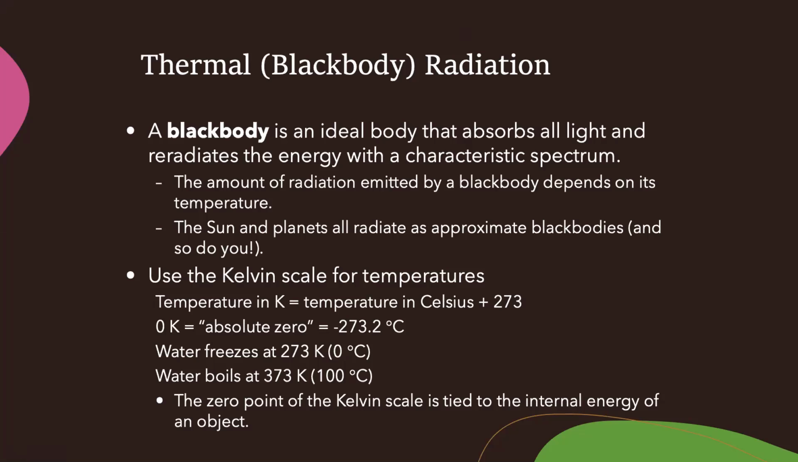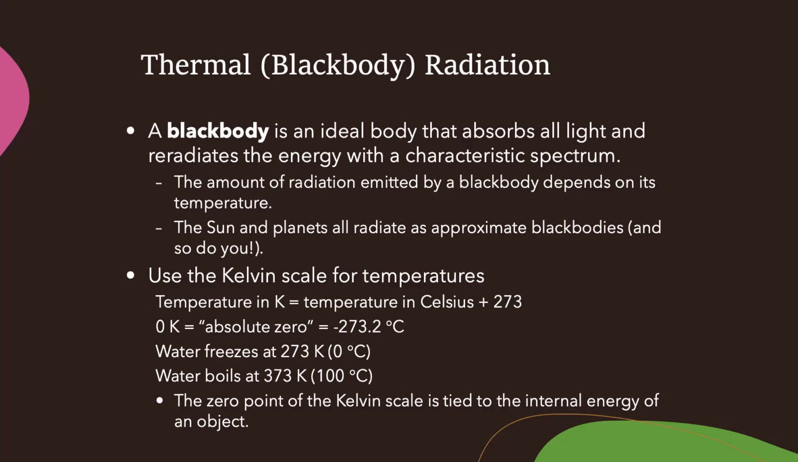Planets are ideal black bodies. Even though they don't emit their own visible light, planets emit their own infrared light. And even you and me, we're all ideal black bodies by this definition, because we absorb and re-radiate all energy, right? All wavelengths.